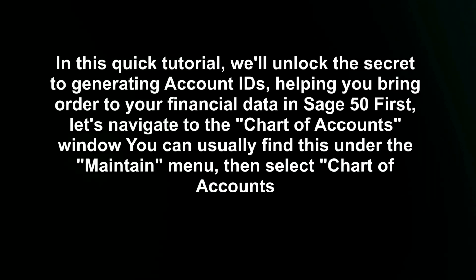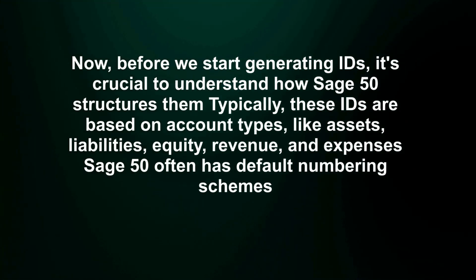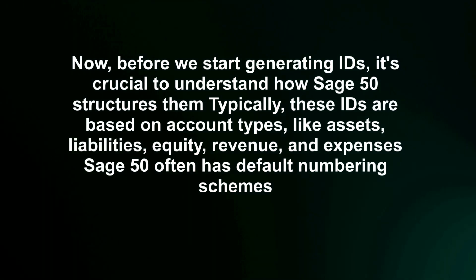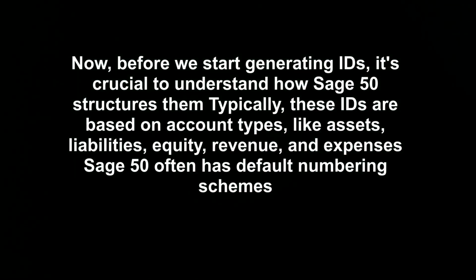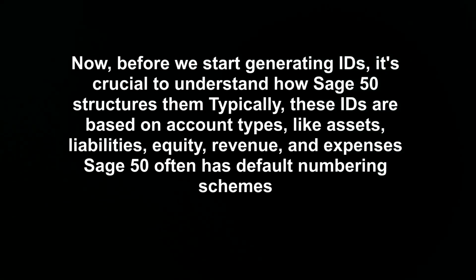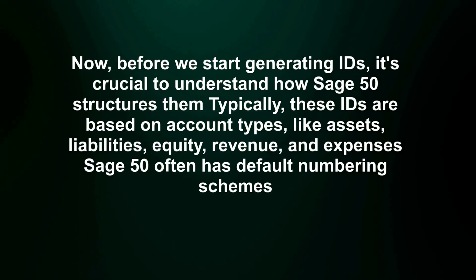You can usually find this under the Maintain menu, then select Chart of Accounts. Now, before we start generating IDs, it's crucial to understand how Sage 50 structures them. Typically, these IDs are based on account types, like assets, liabilities, equity, revenue, and expenses. Sage 50 often has default numbering schemes.